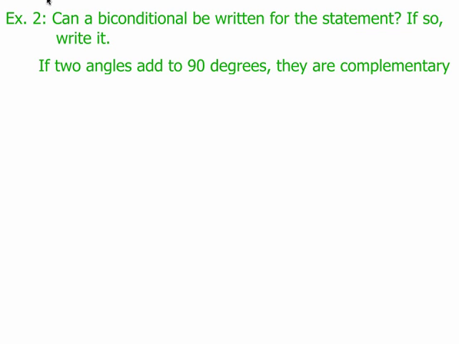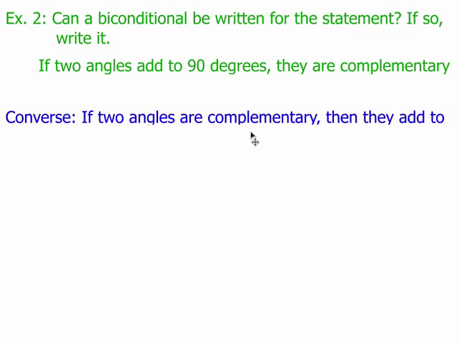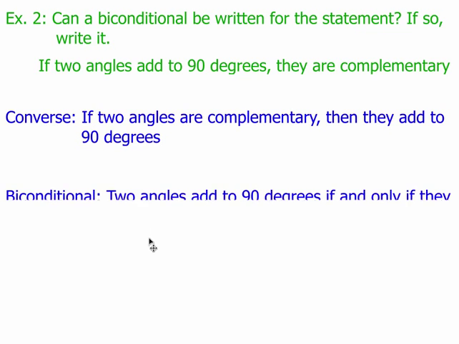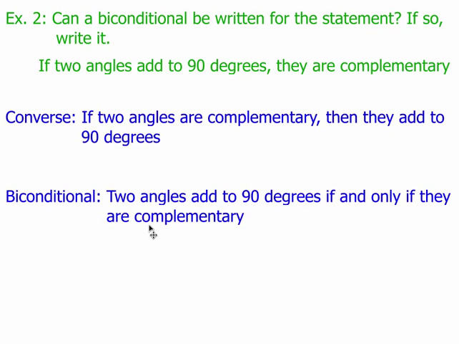All right, so let's work this out. In order for us to be able to write a biconditional, I have to write the converse of this statement, and that has to be true. So the converse of this statement is, I switch these. I say if two angles are complementary, then they add to 90 degrees. Well, if you think back to 8th grade math, both of these two things are true. Okay, so I can write a biconditional. And that just means I could say, well, two angles add to 90 degrees if and only if they are complementary. Just stick the if and only if in there, and that's how we do it.